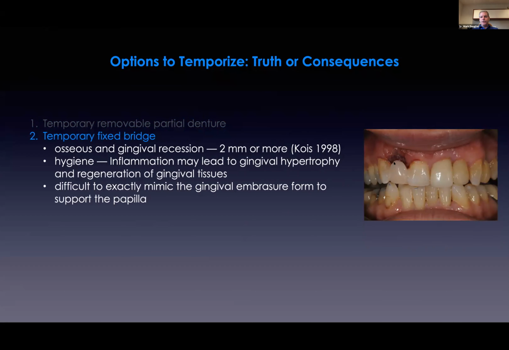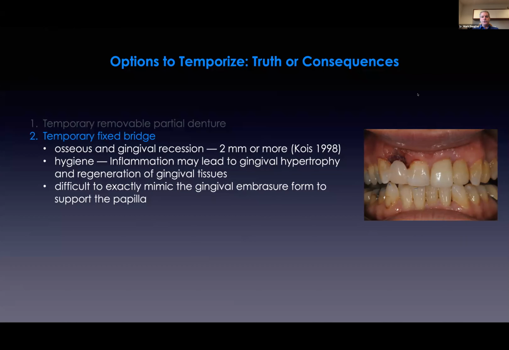For a temporary fixed bridge over here, you can't always do this. Sometimes you have to bone graft and you cannot immediately place a provisional restoration if there's too much buccal bone loss or there was no bone on the buccal. And so in this case, the tooth was removed, the bone graft was placed, and the tooth was returned to me, and I just bonded it to the 2 adjacent teeth in this case.